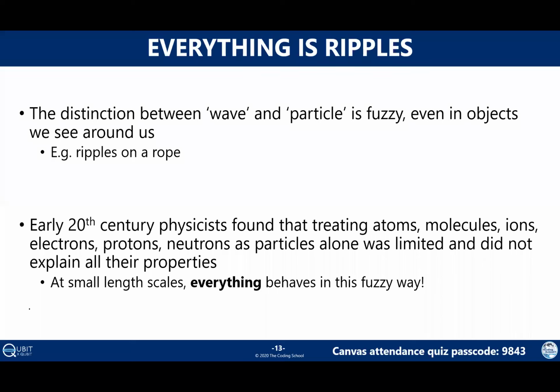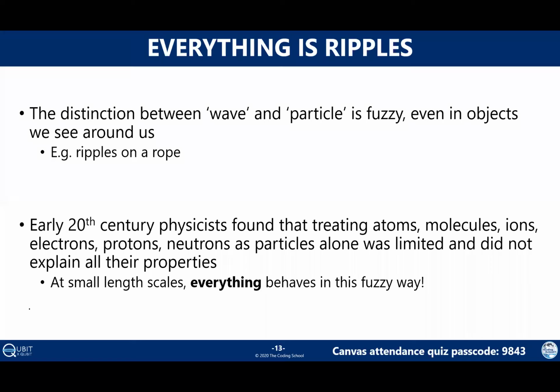Okay, so we learned a little bit about the distinction between waves and particles, but we can see that there are some things, even in our world, not quantum mechanics or anything, just in our regular world, that can be reasonably defined as both a wave and a particle, such as the ripples on a rope.